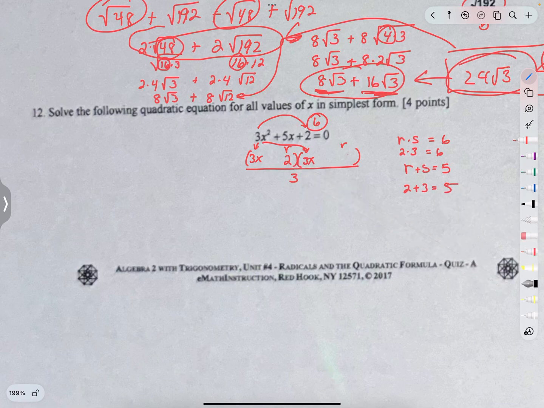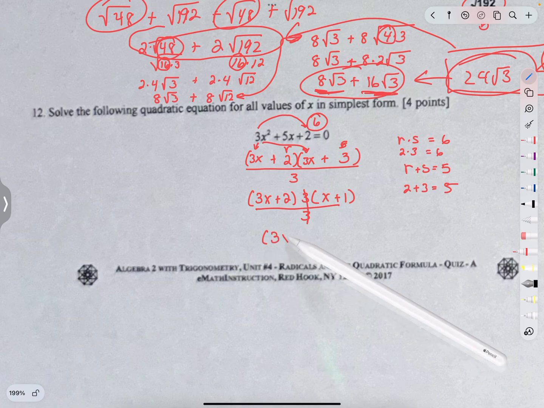So I'm going to put a 2 in one of these spots and a 3 in the other one. And they both have to be positives. Now I have to figure out how to cancel out this 3 down here. I can see that a 3 comes out of these two, and I'm just showing you all the steps here. I would take this 3 out, giving me x plus 1, and then these 3's cancel. So there's the factorization.